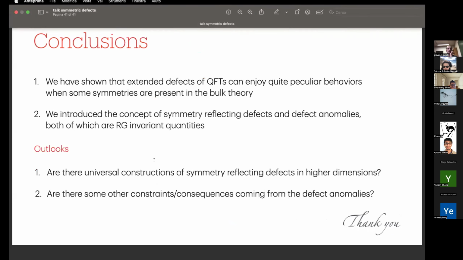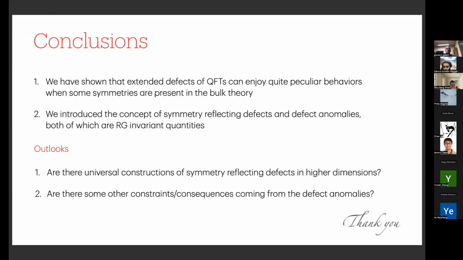Okay, so let me conclude. So I've shown that extended defects in quantum field theory can enjoy very interesting behaviors when there are symmetries present in the bulk and the dimensionality is tuned to some fixed values. And we introduced the notion of symmetry reflecting defects and defect anomalies.